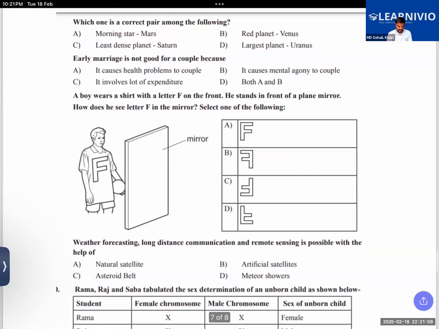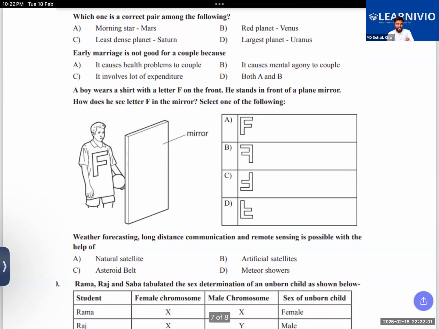Multiple times. Early marriage is not good for a couple because... Both A and B. Both A and B.